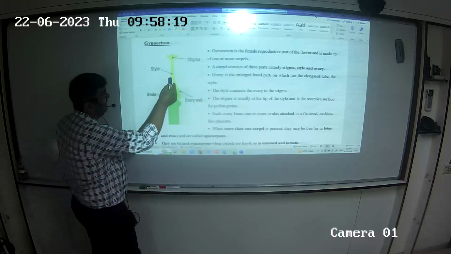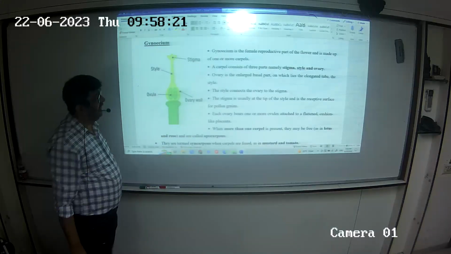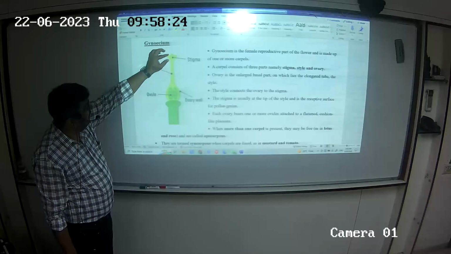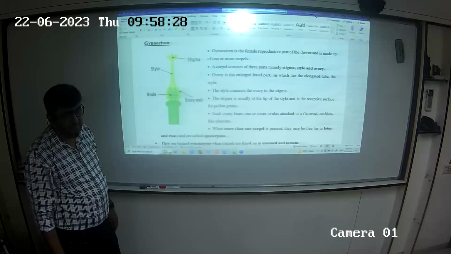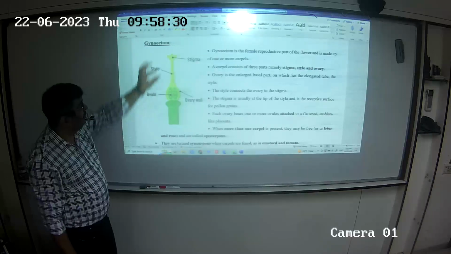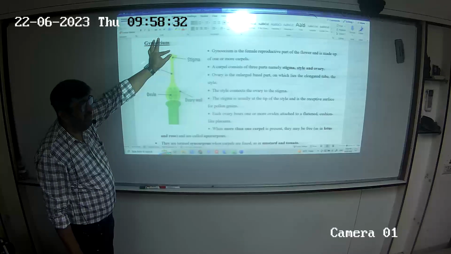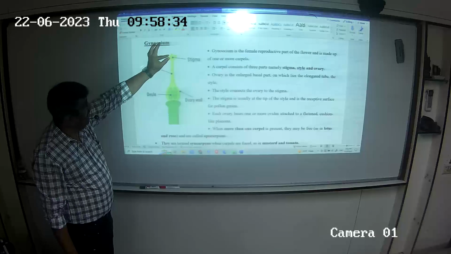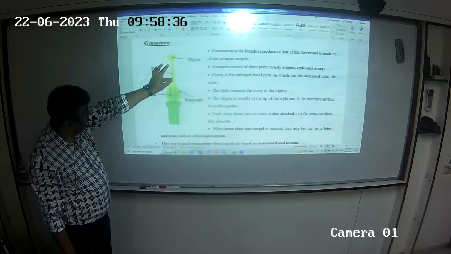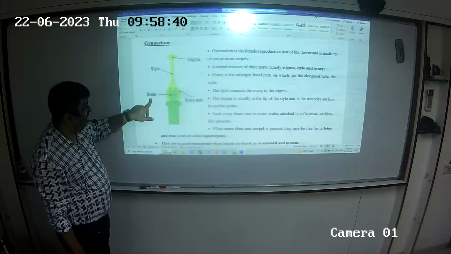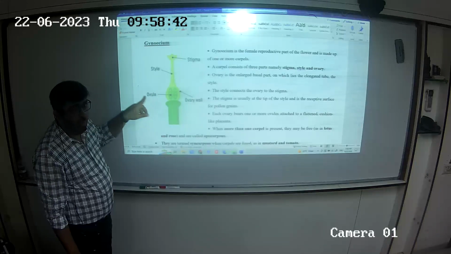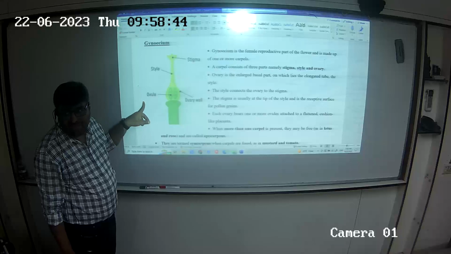On the ovary lies the elongated tube, the style. Is the style a connection between the stigma and the ovary? Stigma obviously is the receptive surface for the pollen grain. So the pollen grain will be deposited here, and it has the male gametes. From here the pollen tube will carry the male gametes and come to the ovary, and within the ovary are the ovules. Ovule is called the megasporangia.